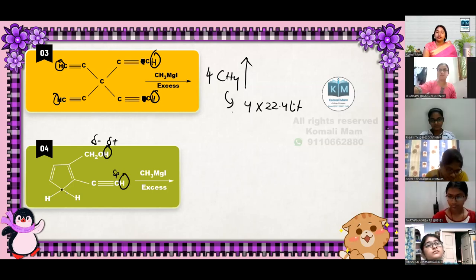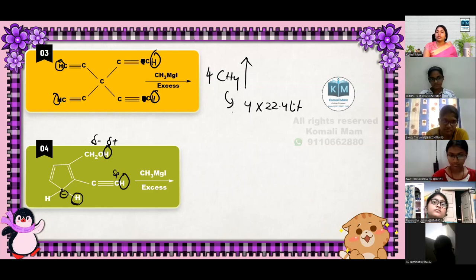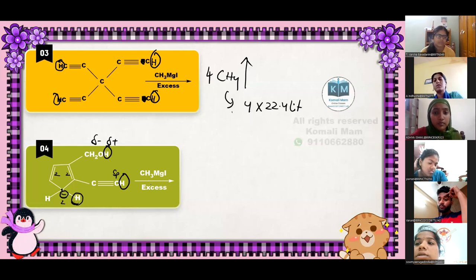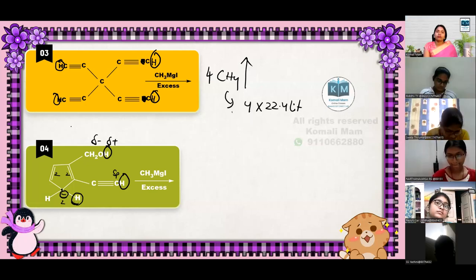How to know that? Because if this hydrogen goes as H plus, it gets a negative charge. If it gets a negative charge, that carbon's total number of electrons, how many? This bond 2, this 2 electrons 2. Total 6 electrons. 6 electrons in the ring means aromatic or not?